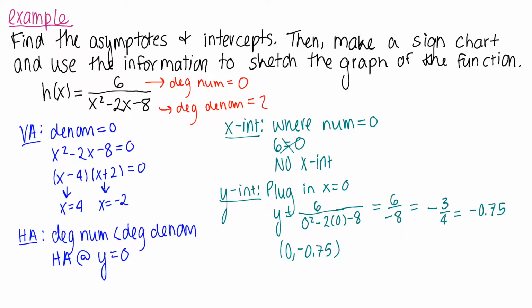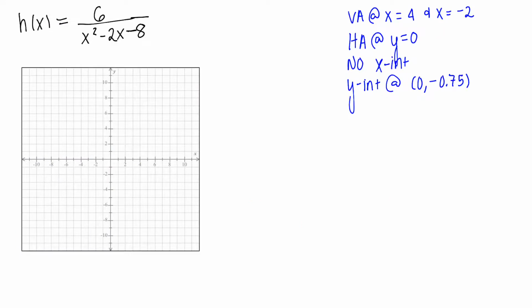Once again, I'm going to take this information, copy it to the next page, and put a graph in. All right, so here we have all our information. We are once again going to make a sign chart. So we'll start by factoring, which we've already really done because this was x minus 4 times x plus 2. If you try to set the numerator equal to 0, you're not going to get anything. So there's nothing from the numerator. You just have x equals 4 and x equals negative 2 for your sign chart.